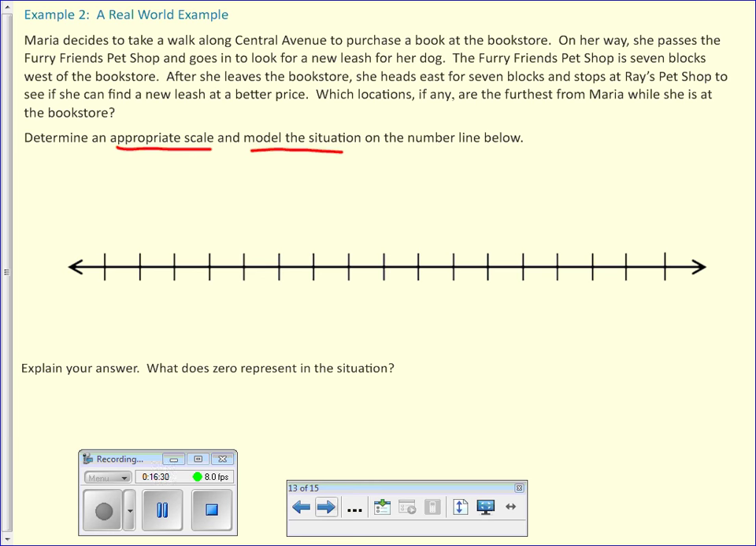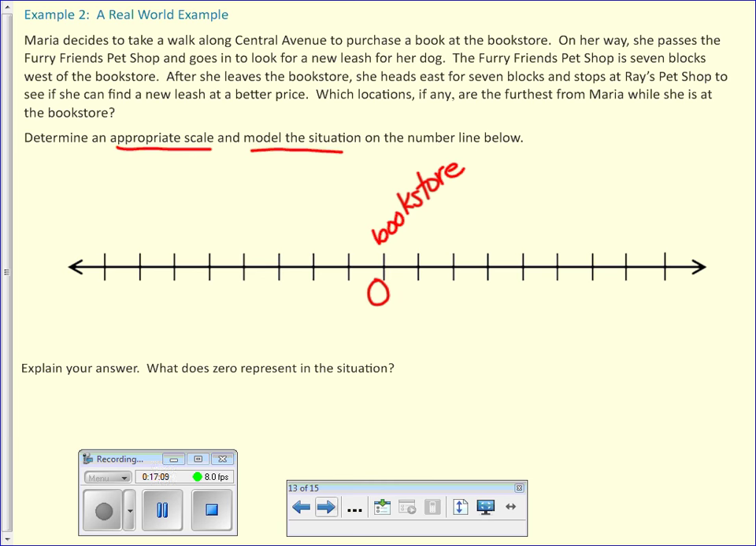So what was her starting point of reference? She based everything on how far away it was from the bookstore. So if she started at the bookstore, that bookstore is going to be our 0. The bookstore is our 0 because she didn't say she started from home and walked 7 blocks. She's basing everything from the bookstore. So where is Furry Friends based on the bookstore?